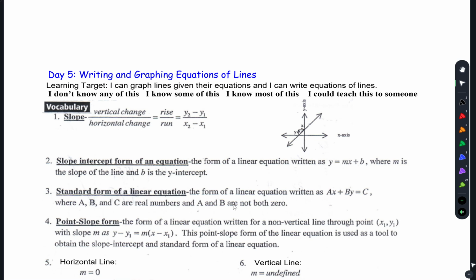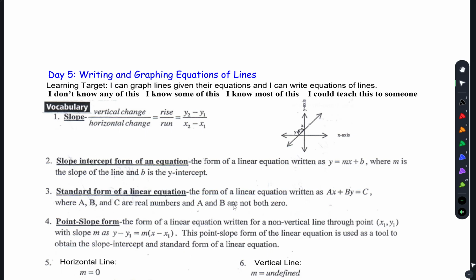Today we're kind of going to shift gears. We're going to talk about writing and graphing equations of lines. We're going to start with some vocab. Hopefully this stuff is familiar to you from Algebra 1. Maybe if you're in Algebra 2, you've already started seeing some of this stuff. But just some basic line vocab.